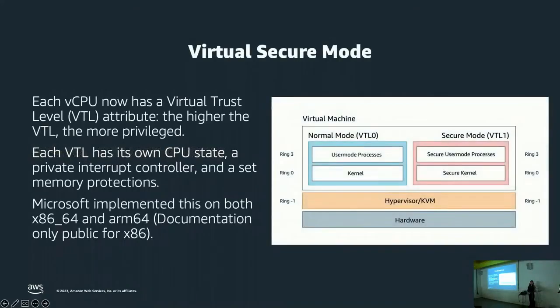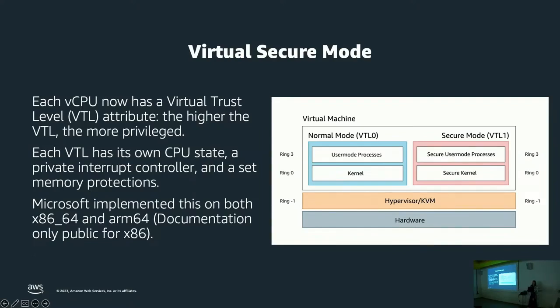Yeah, so hi. I'm going to give a quick introduction into VSM, introduce some of its core concepts, and then also give a few details on how we actually implemented it. So VSM, or Virtual Secure Mode, provides a security boundary using virtual trust levels, or VTLs. VTLs are basically privilege levels. So they are hierarchical. The higher the VTL number, the more privileged it is.